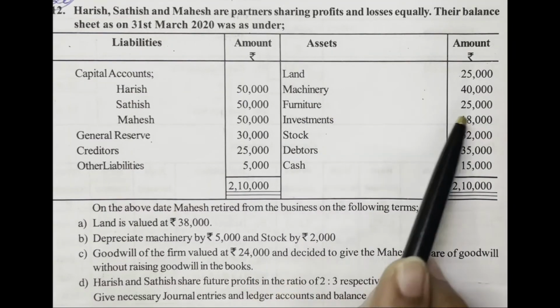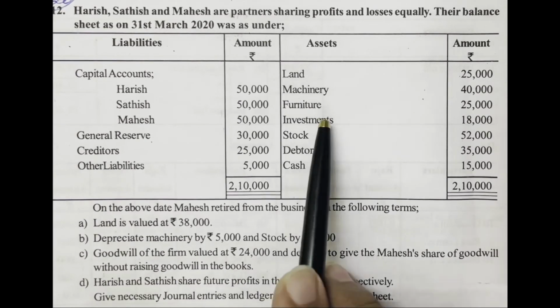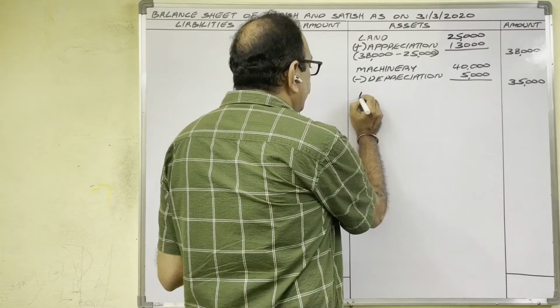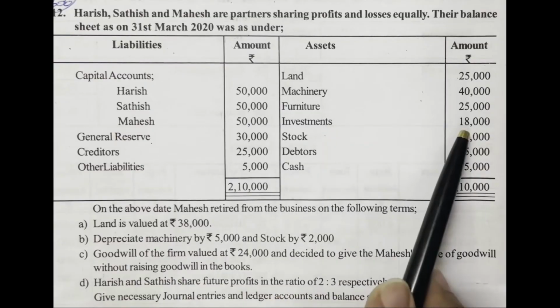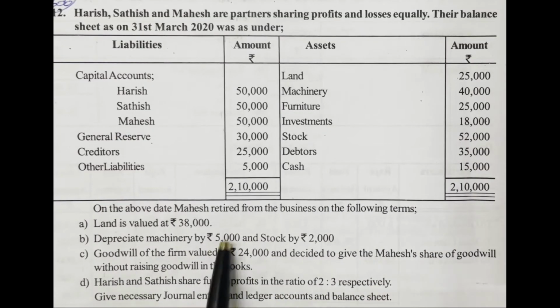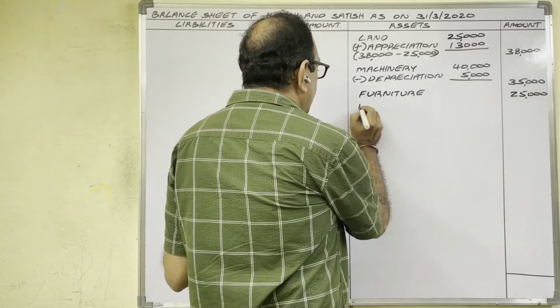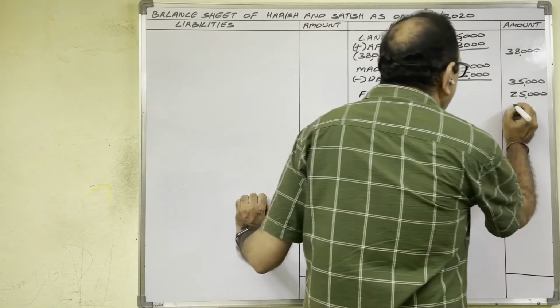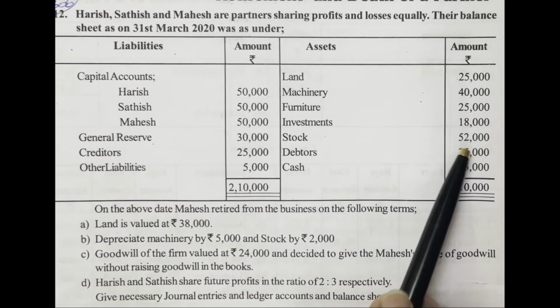Next, furniture 25,000 rupees. There is no adjustment for furniture. So in the new balance sheet, the same value we should write. Furniture 25,000 rupees. Investments 18,000. No adjustment. So in the new balance sheet also investment value same, 18,000. Investments 18,000 rupees. Next, stock 52,000 rupees.